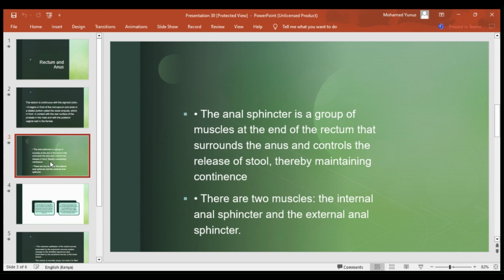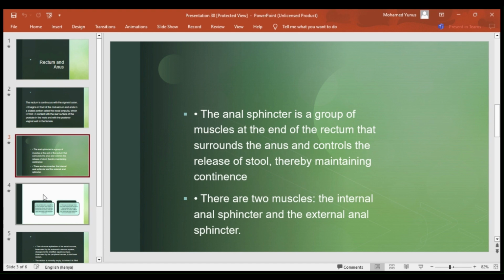We also find that the anal sphincter is a group of muscles at the end of the rectum that surrounds the anus, and it controls the release of stools, thereby maintaining continence. And we have two types of sphincters: the internal anal sphincter and the external anal sphincter.